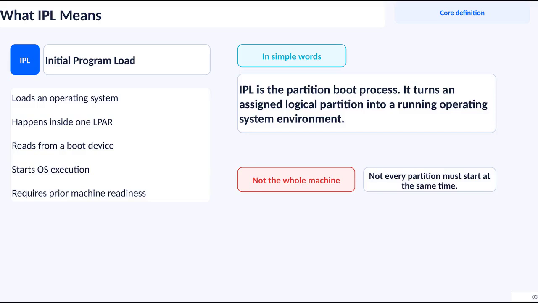IPL stands for Initial Program Load. A beginner can think of it as the boot process for one logical partition. The machine itself has already been prepared by initial machine load. Now a selected partition needs to read an operating system from a boot device and begin executing it. This distinction matters, because IPL is not the same as resetting the entire machine. It is focused on one partition. If you have many partitions, each one can have its own operating system, its own boot device, and its own timing for when it is started.